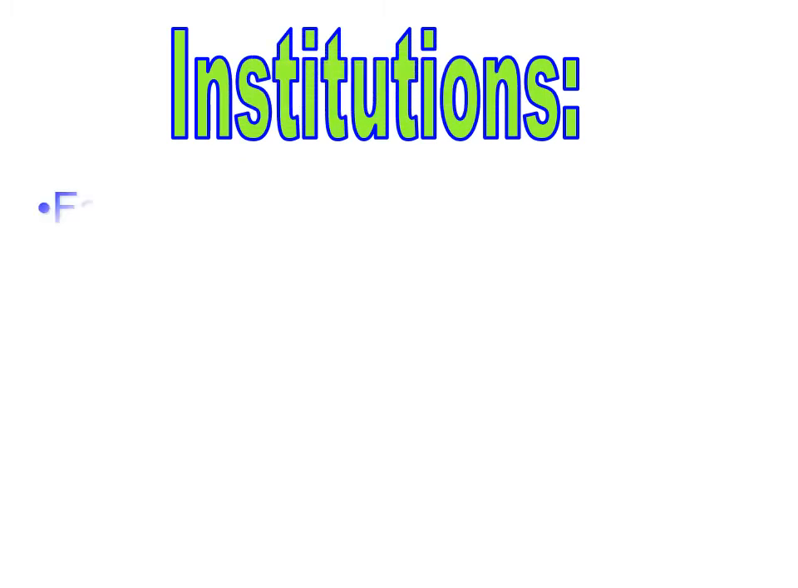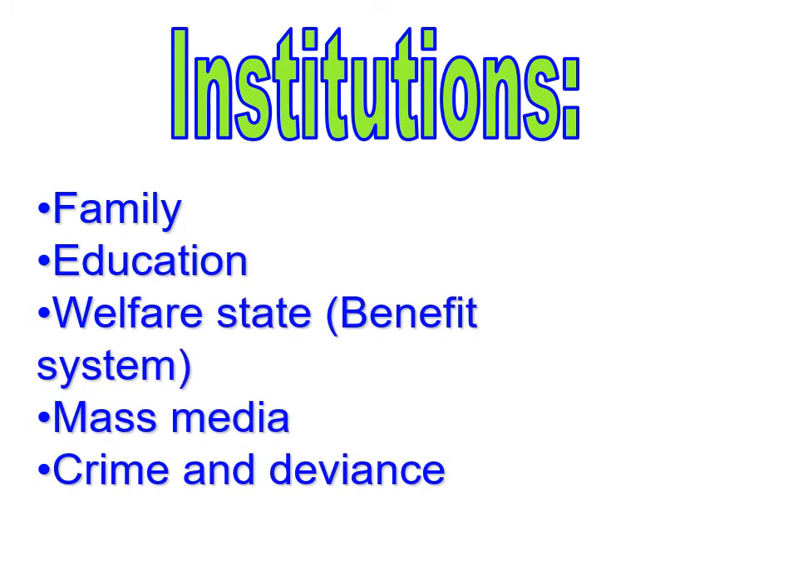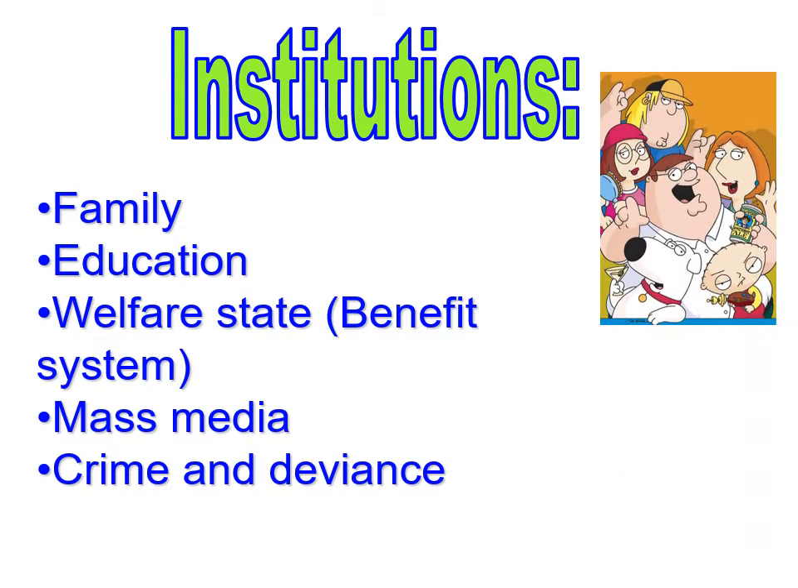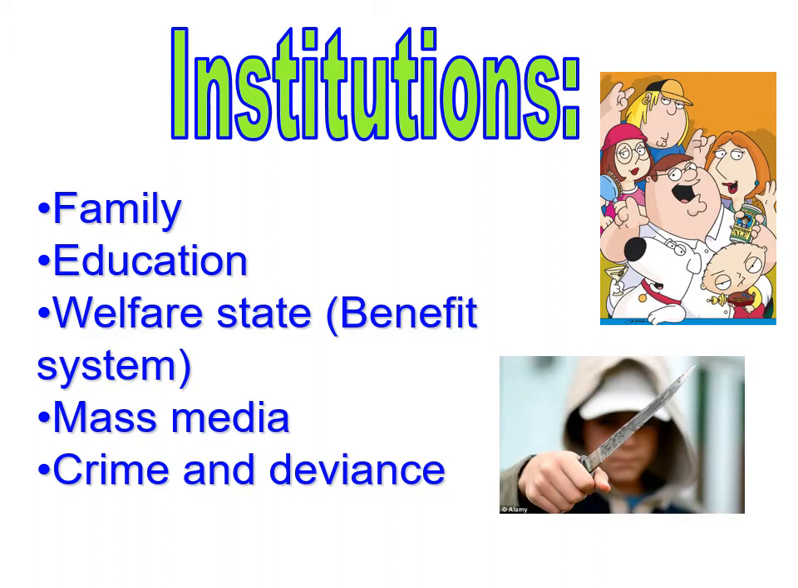So the key institutions that we look at and are all part of the things in our society are family, education, the welfare state system, the mass media, crime and deviance, and we are all part and parcel of this thing that makes society, as are these institutions. So we look at how different groups are affected within these key institutions and we look and see whether or not people have exactly the same life chances.